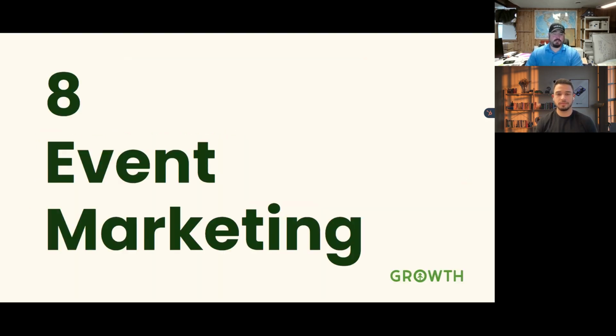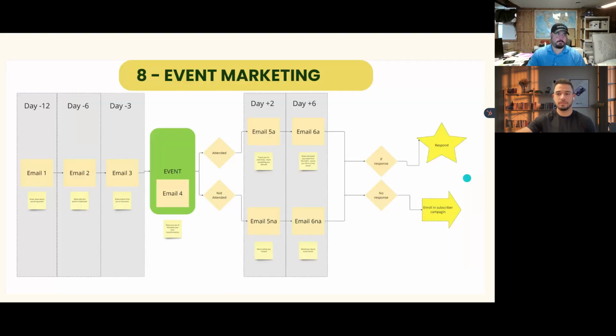Number 8, one that is usually used but not in its full capacity, is event marketing. So this one I've shared a little different diagram for. My lack of Miro skills, apologies, but I think we get the idea. The overall idea for this one is promoting an upcoming event. So think if you're going to some sort of show and you're going to have a booth, we want to start about 12 days prior, sending out that first email. And it's going to share a little bit of information about what's happening.